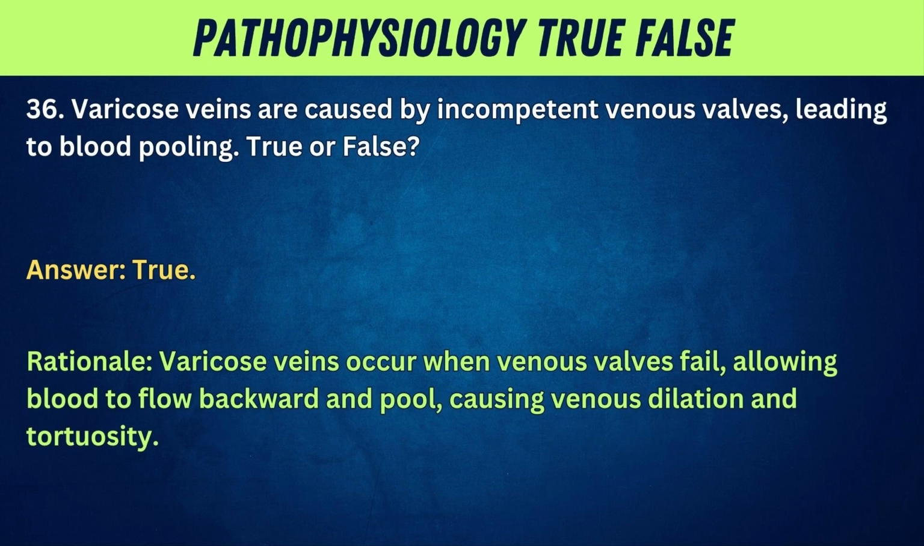36. Varicose veins are caused by incompetent venous valves, leading to blood pooling. True or false? Answer: true. Rationale: varicose veins occur when venous valves fail, allowing blood to flow backward and pool, causing venous dilation and tortuosity.